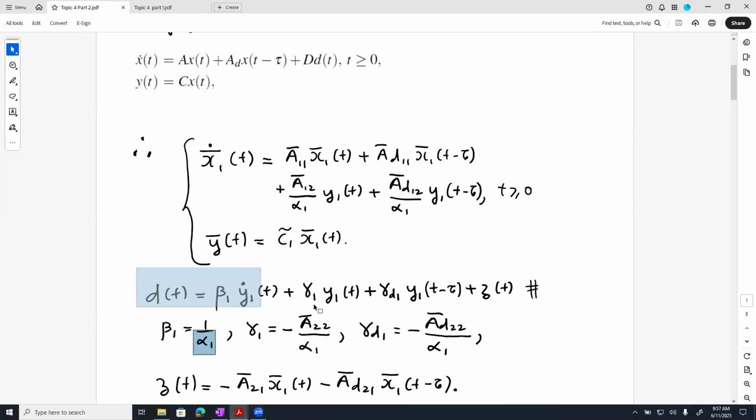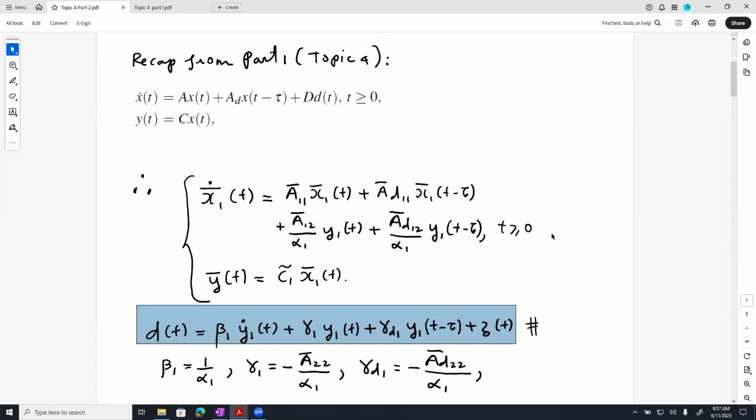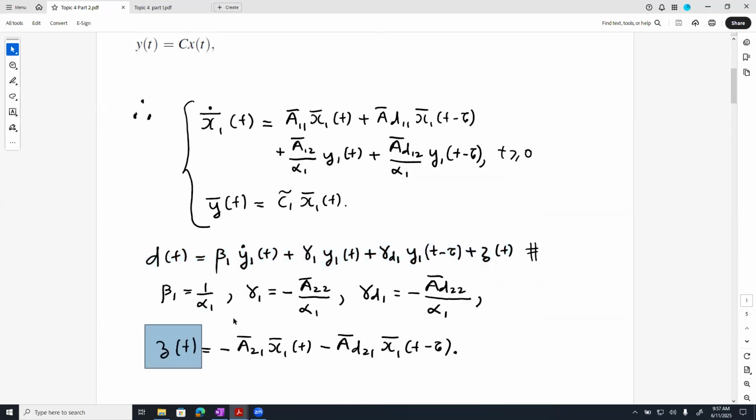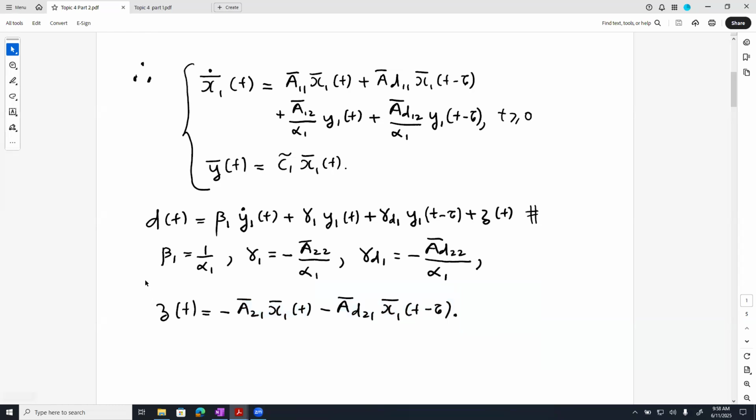So that's what happened in the last presentation, part 1 of topic 4, where we consider the decomposition of the unknown input in its simplest form. Now, the significance about this finding is that the functional is now a linear combination of the stack vector x bar 1 of t and a linear combination of the delay stack vector x bar 1 t minus tau. So that's what we call a generalized functional.